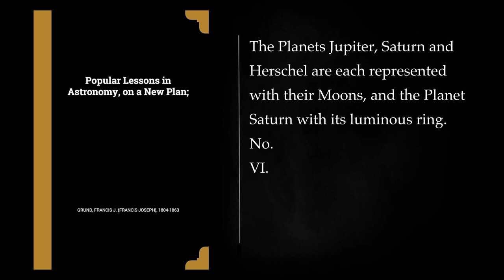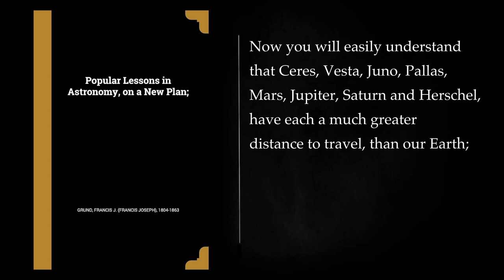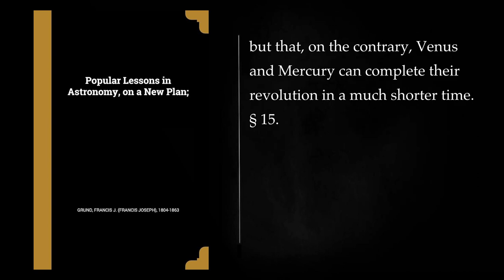Now you will easily understand that Ceres, Vesta, Juno, Pallas, Mars, Jupiter, Saturn and Herschel have each a much greater distance to travel than our Earth. But that, on the contrary, Venus and Mercury can complete their revolution in a much shorter time.